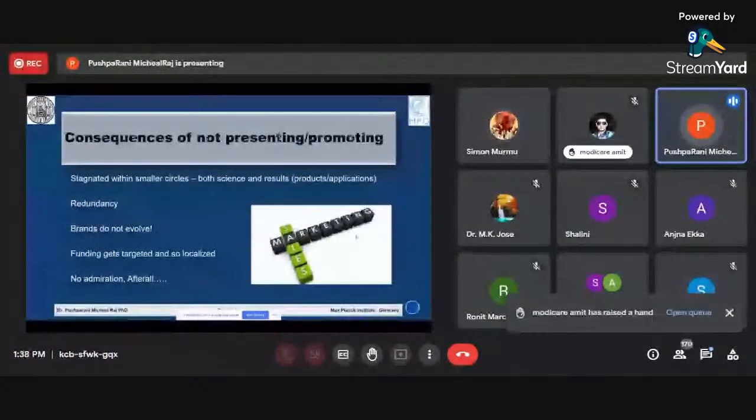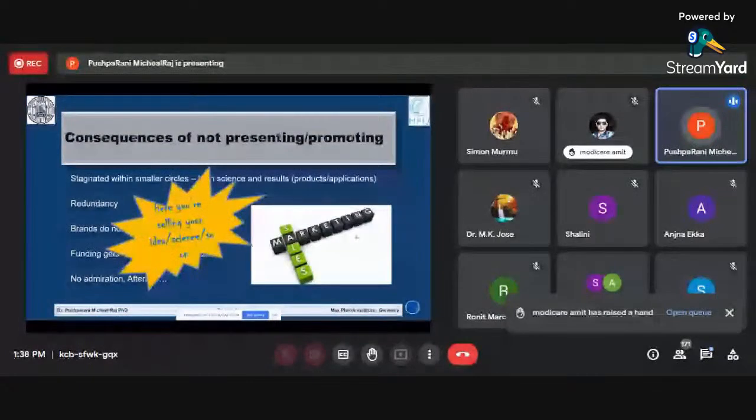Cool. So marketing and sales is not only for brands, products, or applications, but also for science. Here, what you're selling is your idea. It's the science. And the people from arts and humanities can just replace the word with yours.